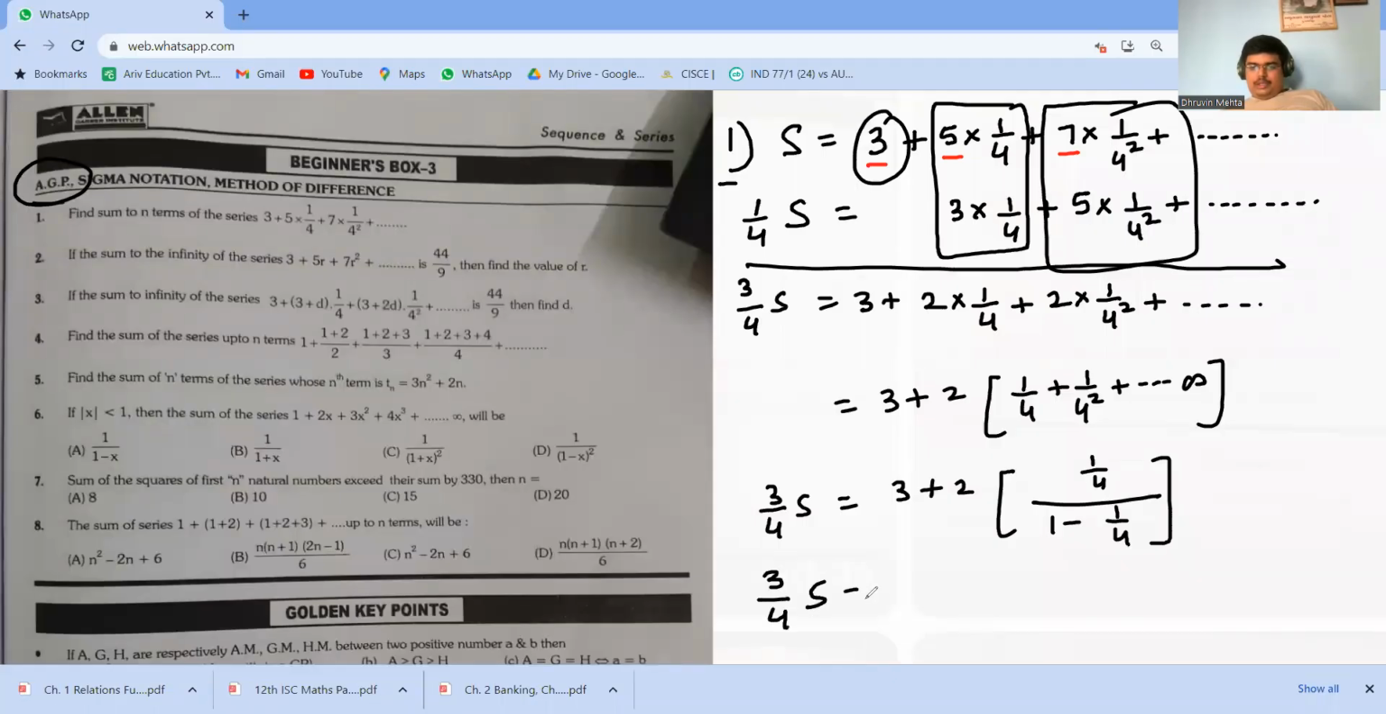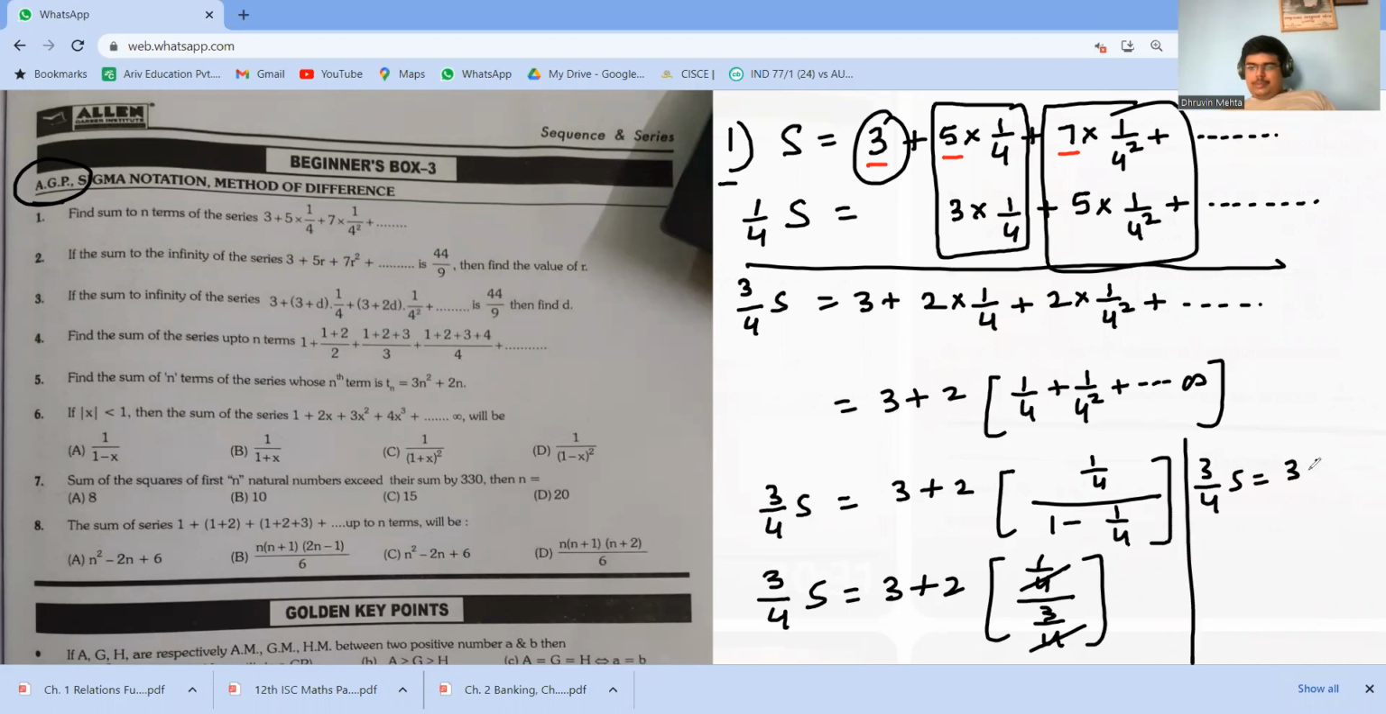So 3 by 4 s is equal to 3 plus 2. This is 1 by 4 upon 3 by 4. This 4 will get cut. So you should get 3 by 4 s is equal to 3 plus 2 by 3. 3 by 4 s is equal to 11 by 3. Your answer should be 44 by 9 because you will take 3 by 4 on the other side, right? Oh yes, that is also left. So 44 by 9.